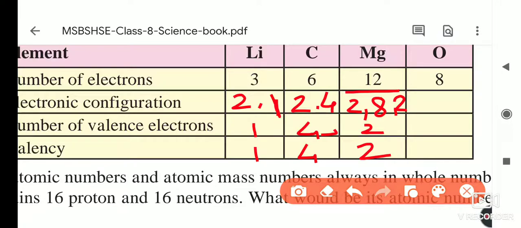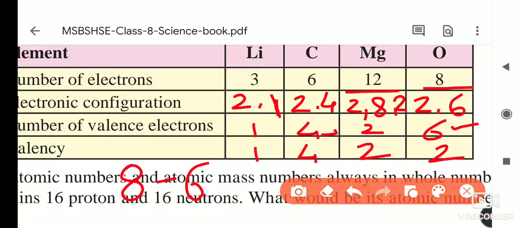Next it is oxygen. Oxygen's atomic number is 8. So in the first orbit 2 electrons will enter, and in the second orbit how many will enter? 6 electrons will enter. So how many valence electrons are there here? 6 valence electrons are there. But as we just saw above, this 6 is greater than which number? 4. So at that time what do we have to do? We have to subtract this number from 8. So 8 minus 6 is equal to 2, so its valency is 2.